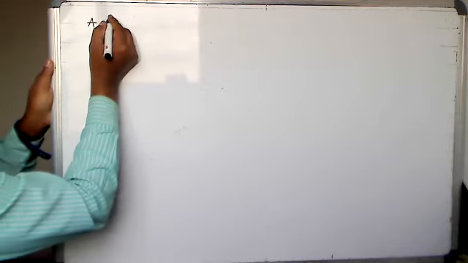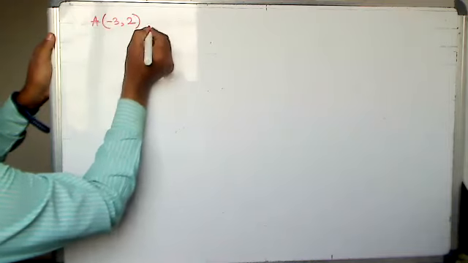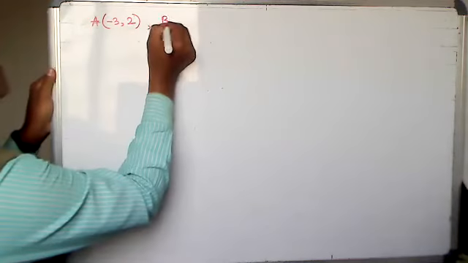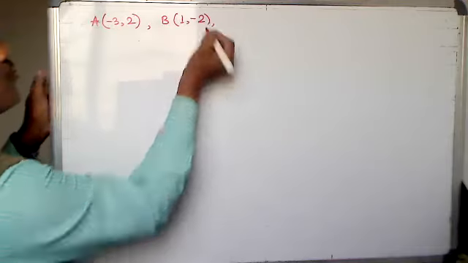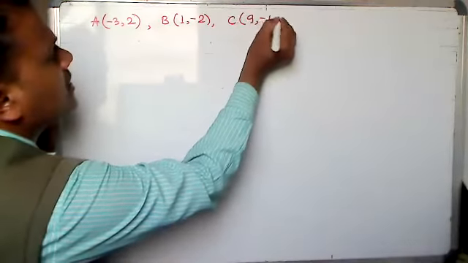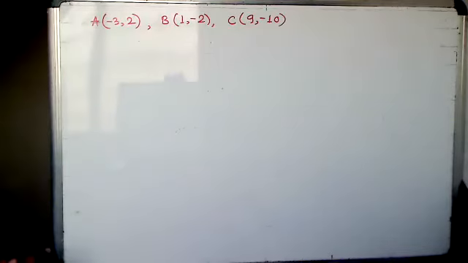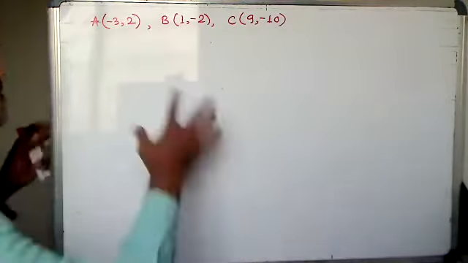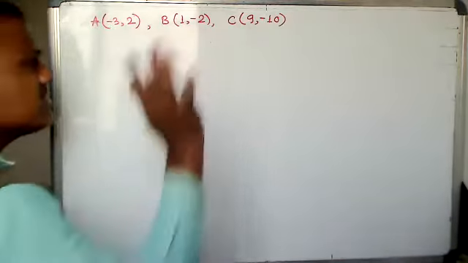Now, by using this property, we are having 3 points. Point A is minus 3, 2. Then point B is 1, minus 2. And then point C is 9, minus 10. Now, first of all, we have to find the distance between all these 3 points. So we have to find the 3 distances here: distance AB, distance BC and distance AC.